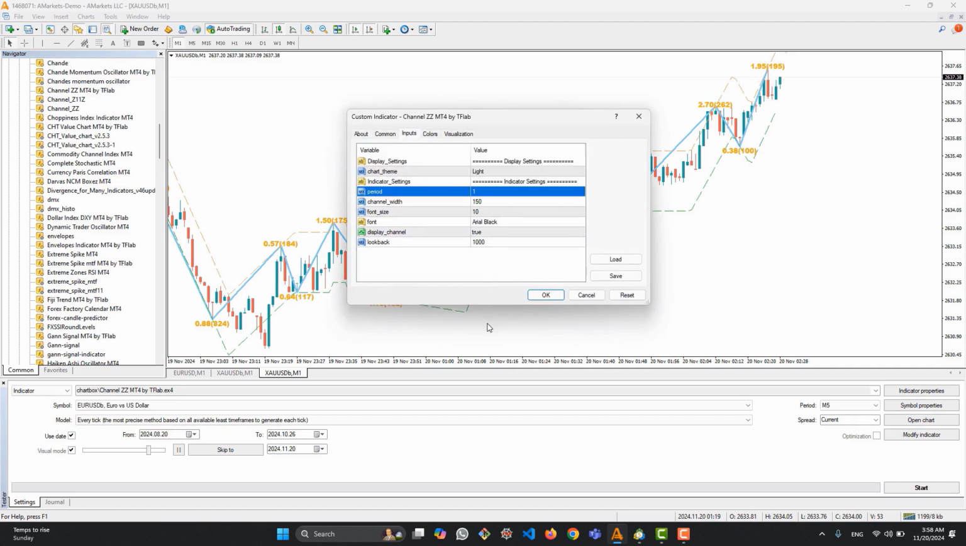The first option is the calculation period of the zigzag indicator. The more we increase the parameter, the smoother the zigzag will be, and it will show fewer changes.